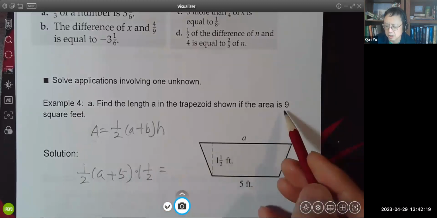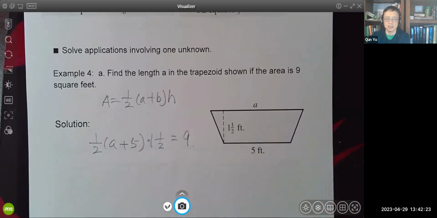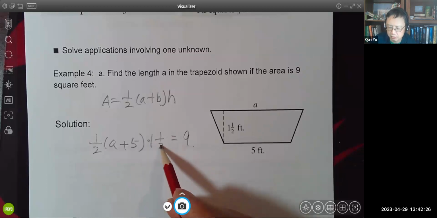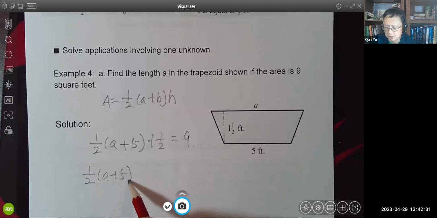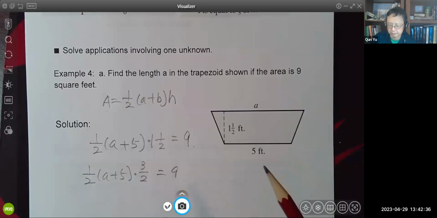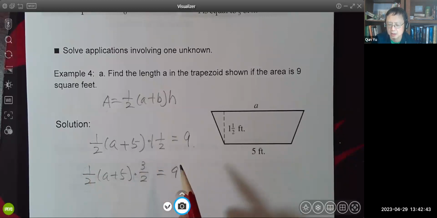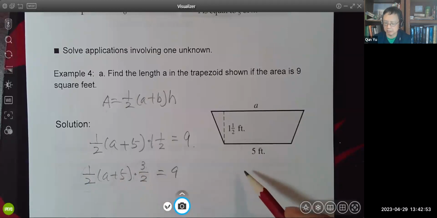This should be equal to 9 because we're given that information. Now let's solve it. Convert this one to improper fraction first. Half of A plus 5 times 3/2 equals 9. Now these two can be multiplied together to further simplify it. Remember, in multiplication there's no difference in terms of order. You can multiply any two numbers together in the multiplication.